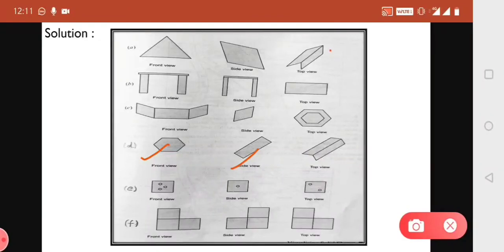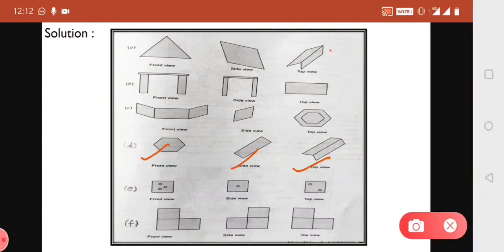If you take this hexagonal prism from the front, you can see the hexagonal part of the prism. And from the side you can see one of the rectangular lateral faces. And when you see from the top, again one of the lateral parts is seen, and somewhat another lateral part of the hexagonal prism you can see. So you will draw in this way. So this is the front view, side view and top view of the hexagonal prism.